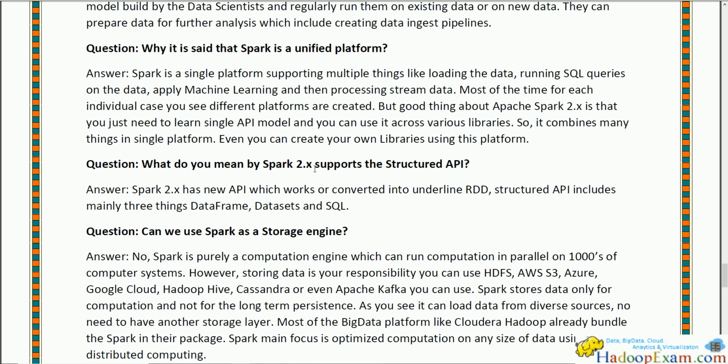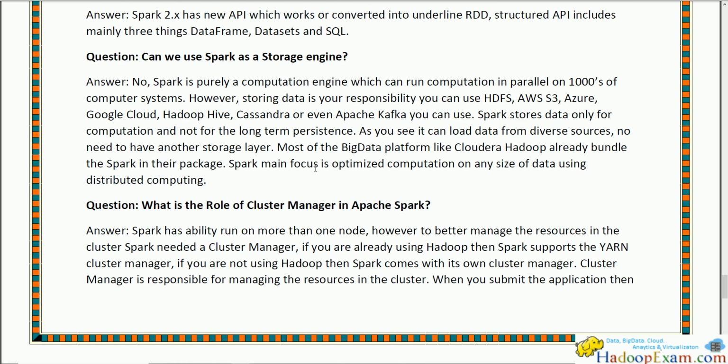Spark stores data only for computation and not for long-term persistence. As you see, it can load data from diverse sources, so there is no need for another storage layer. Most of the big data platforms like Cloudera and Hadoop already bundle Spark in their package. Spark's main focus is optimized computation on any size of data using distributed computing.